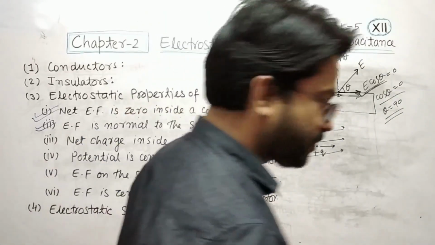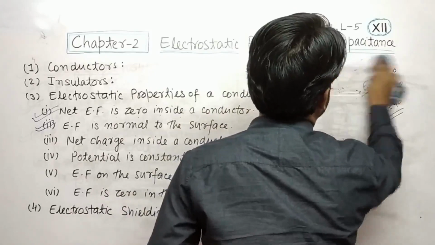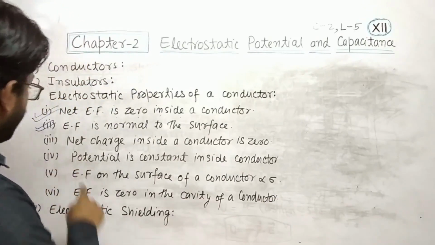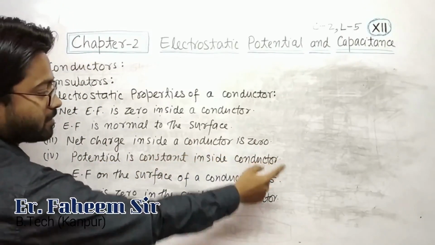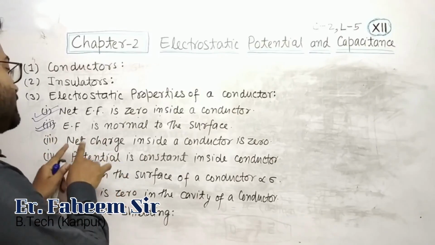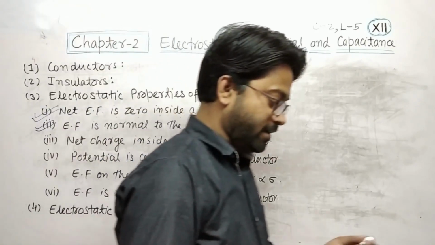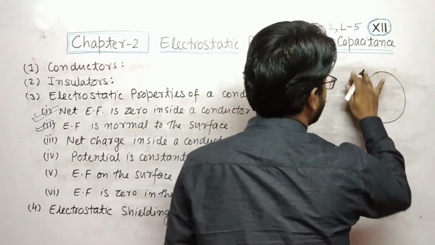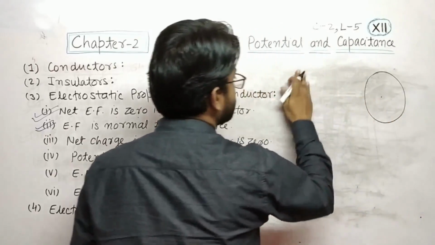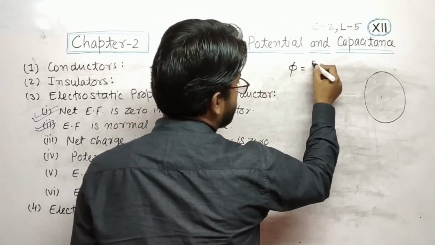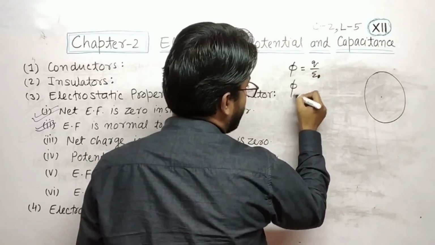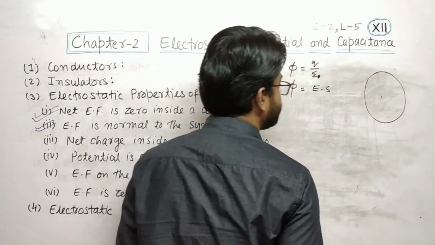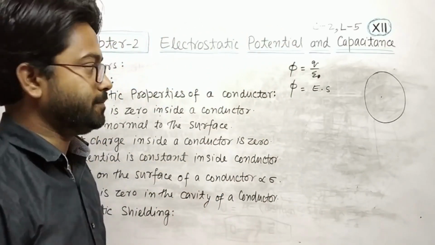Next point, net charge inside a conductor is 0. We all know that flux equals Q by epsilon naught, and flux equals E dot S, or E S cos theta.